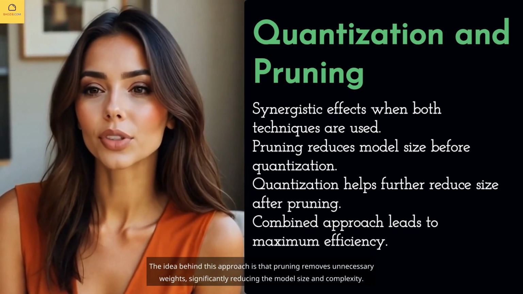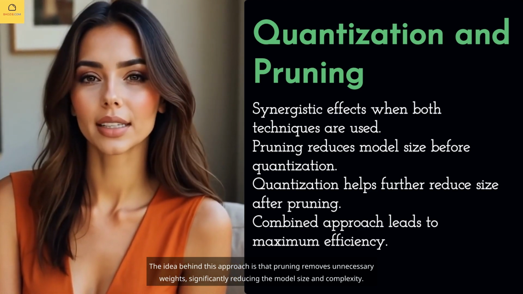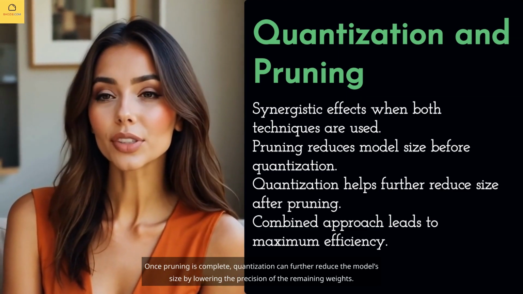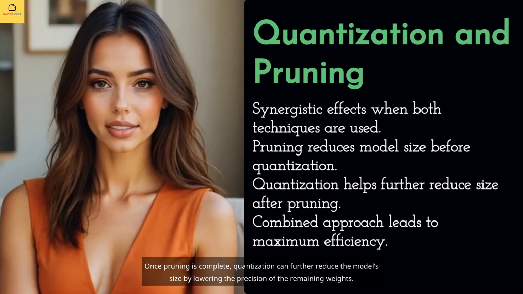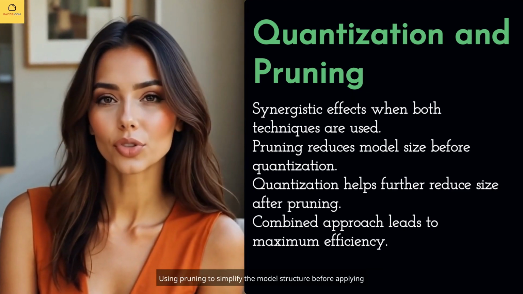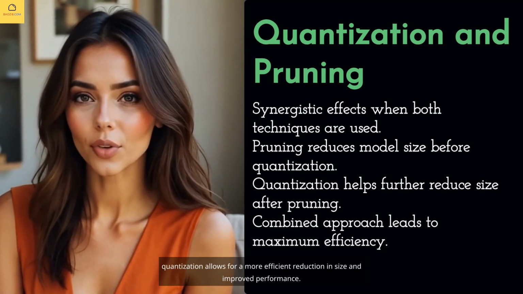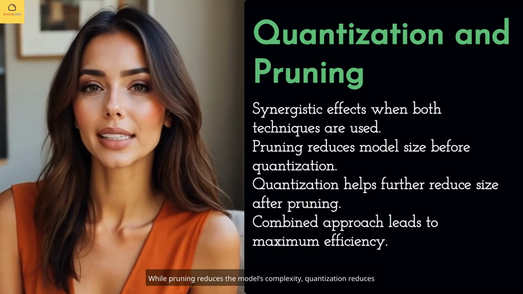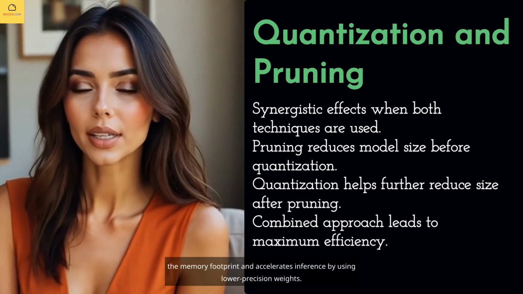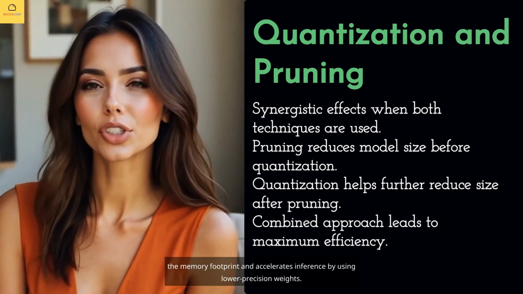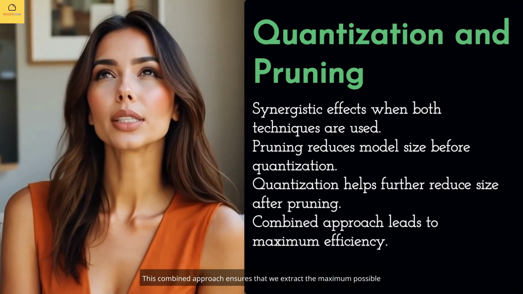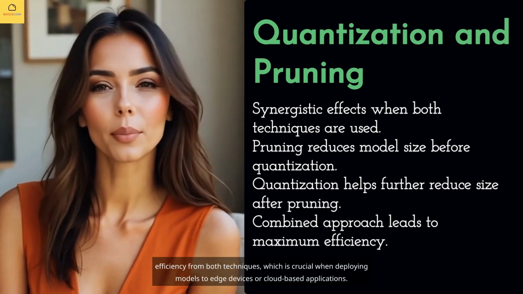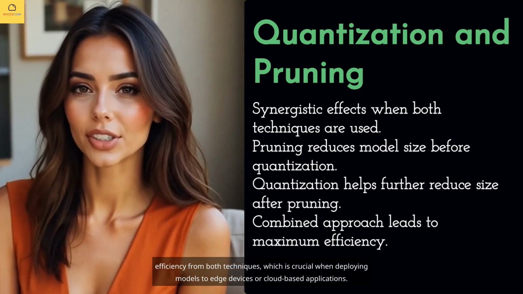The idea behind this approach is that pruning removes unnecessary weights, significantly reducing the model size and complexity. Once pruning is complete, quantization can further reduce the model's size by lowering the precision of the remaining weights. Using pruning to simplify the model structure before applying quantization allows for a more efficient reduction in size and improved performance. While pruning reduces the model's complexity, quantization reduces the memory footprint and accelerates inference by using lower precision weights. This combined approach ensures that we extract the maximum possible efficiency from both techniques, which is crucial when deploying models to edge devices or cloud-based applications.